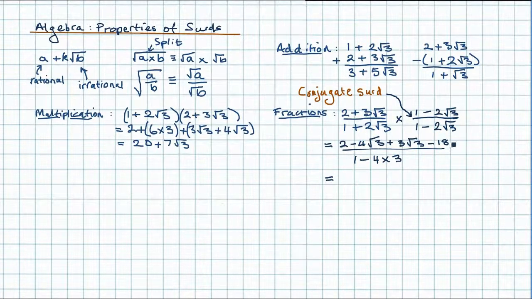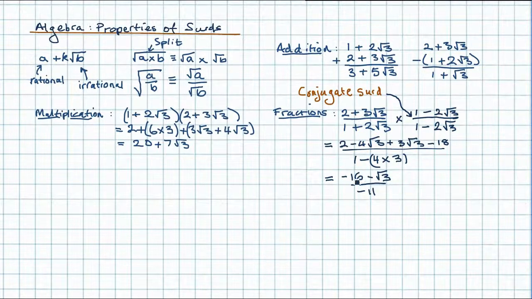Okay, so let's just do the final simplification. So now we've got negative 18 times 2, minus 18. So 2 minus 18 will give us negative 16. That's our first term. And now we've got this minus 4 root 3 plus 3 root 3. Well, that's going to give us minus root 3. And now in the denominator, we have 1 minus 4 times 3, which is 12. 1 minus 12 is negative 11.